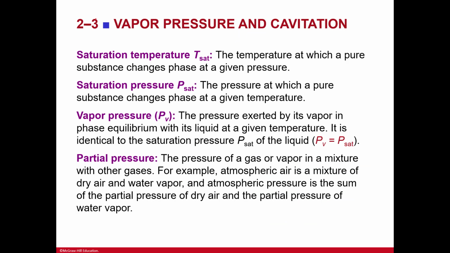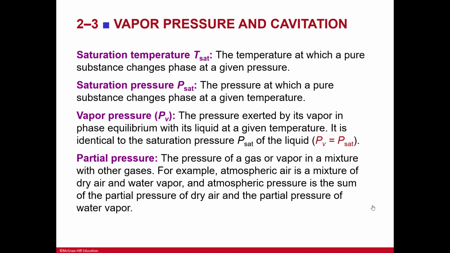So we have Tsat, which is saturation temperature. This is the temperature at which a pure substance changes phase at a given pressure. Okay? So, in reference to the pressure, that's our saturation temperature. And then just the opposite, our Psat is saturation pressure. Same thing, but at a given temperature. Vapor pressure, PV, is the pressure exerted by its vapor in phase equilibrium with its liquid at a given temperature. It's identical to the saturation pressure, Psat, of a liquid. So PV equals Psat.